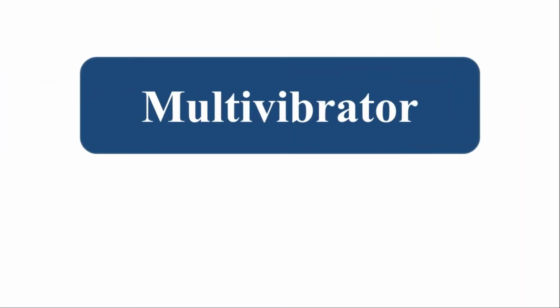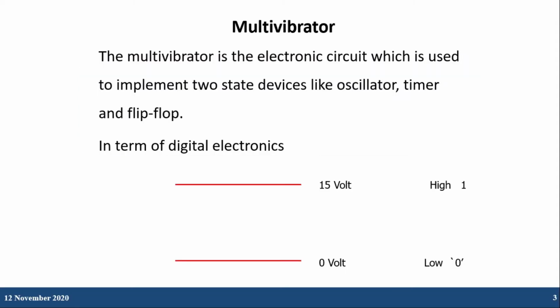Today we will see what is multivibrator. The multivibrator is the electronic circuit which is used to implement two-state devices like oscillator, timer and flip-flop. So for example, this signal is 15 volt and this signal is 0 volt. So 15 volt represents, in terms of digital electronics, high, that is 1, and 0 volt represents low, that is 0 volt in here.